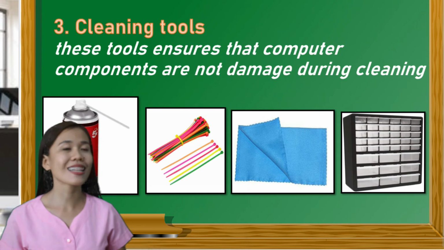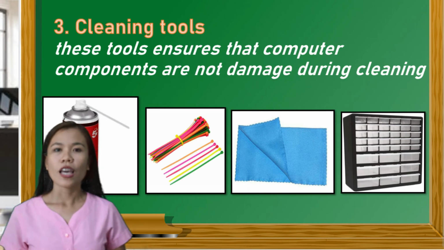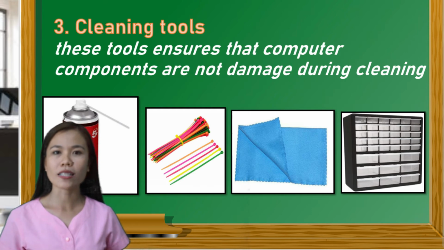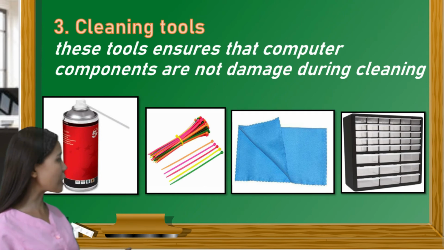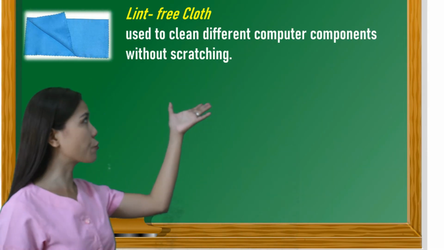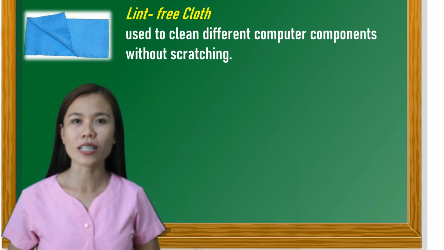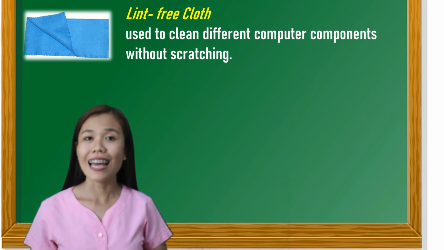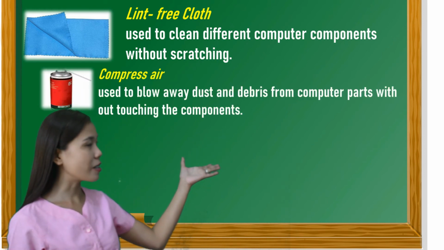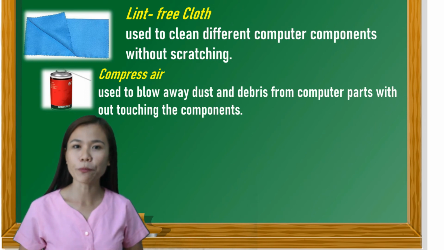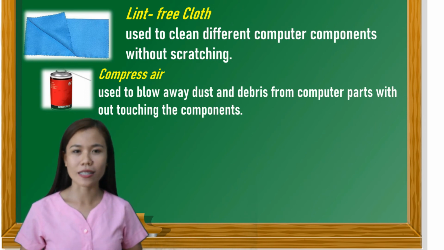The next category is the cleaning tools. These are tools that ensure that the computer's components are not damaged during cleaning. These are examples of cleaning tools. The first example is the lint-free cloth. It is used to clean different computer components without scratching. Next is the compressed air. It is used to blow away dust and debris from the computer parts without touching the components.